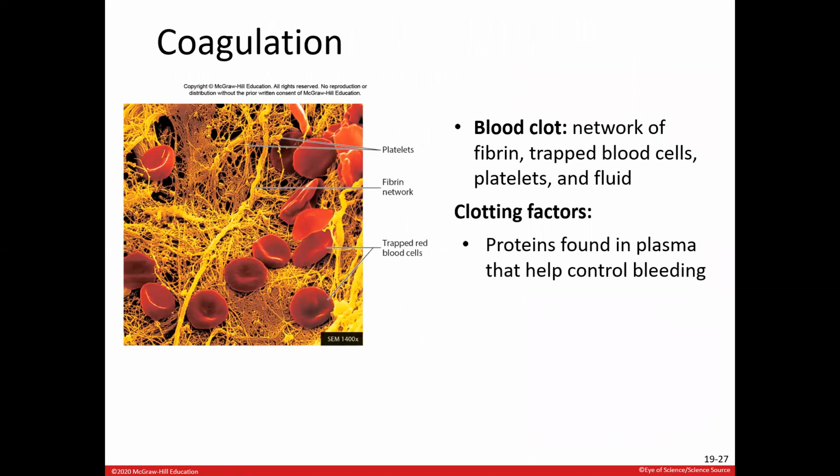And the last step for hemostasis is coagulation. And this is just the formation of the actual blood clot. A blood clot is basically just a mesh of all the different stuff we have there. So all the trapped blood cells, all the platelets from the platelet plug, any excess fluid, any fibrin holding things together. Additionally, you have what are called clotting factors. And these are just proteins that help control the bleeding. There's a bunch of different clotting factors, but there's really just one I want you to know for the coagulation process.